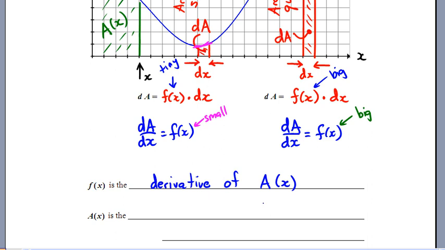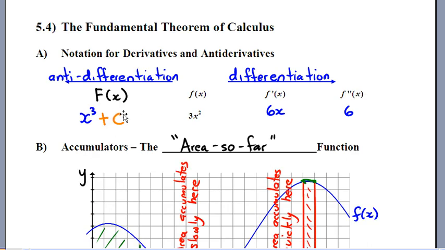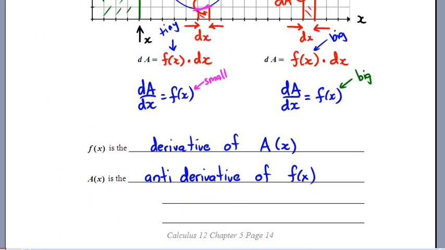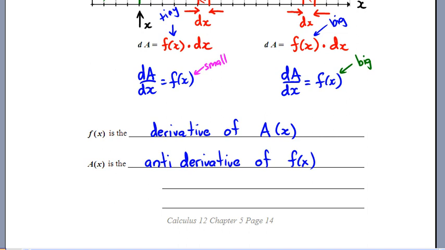If f is the derivative of A, well, let's say that backwards. A is the antiderivative of f of x. With one minor problem. Just like we saw at the top of the page, when you go to do an antiderivative, there's this arbitrary constant in there, this plus c, right? I don't know how much that number could be. Any number in there would still be an antiderivative. So when we do this antiderivative of f to try to figure out how much area we've got, we might be off by a constant.